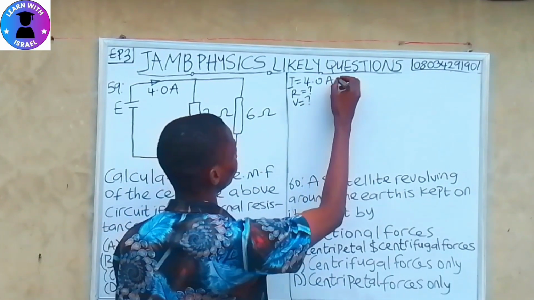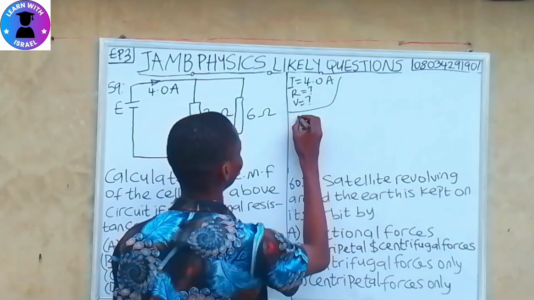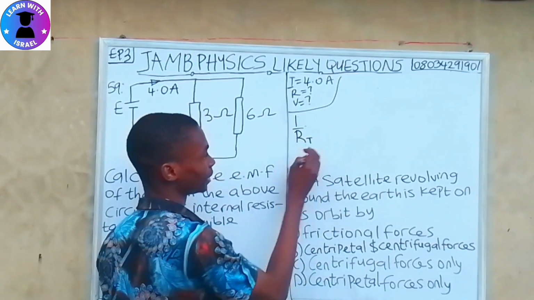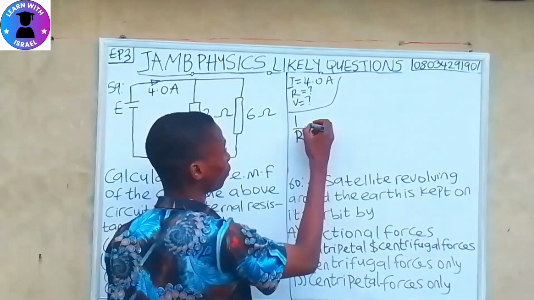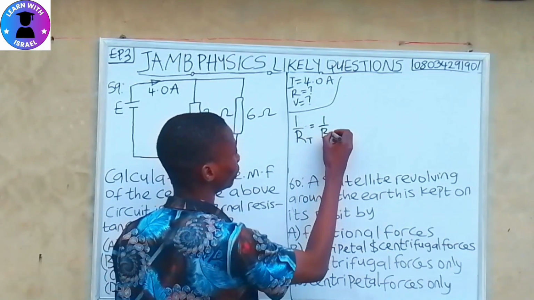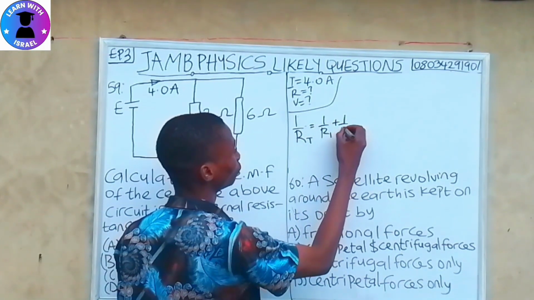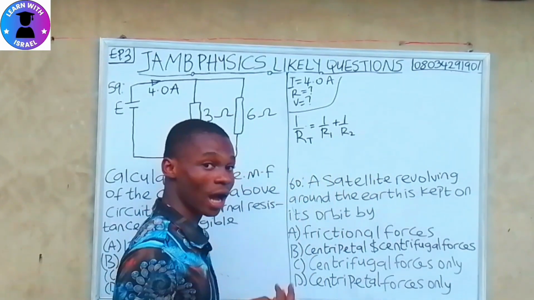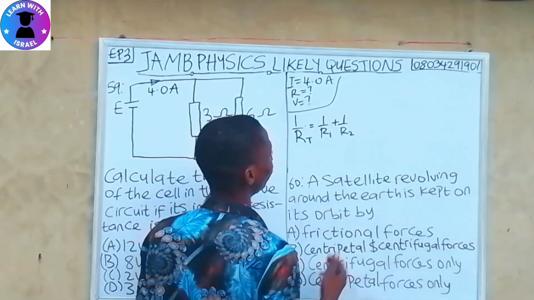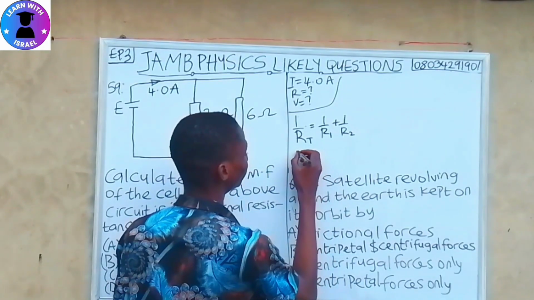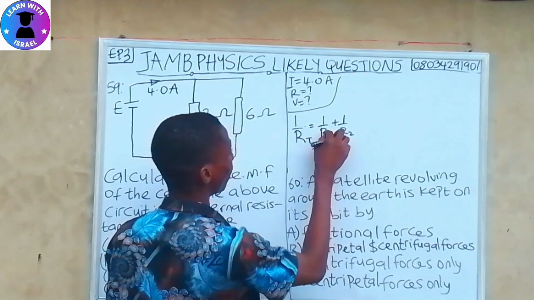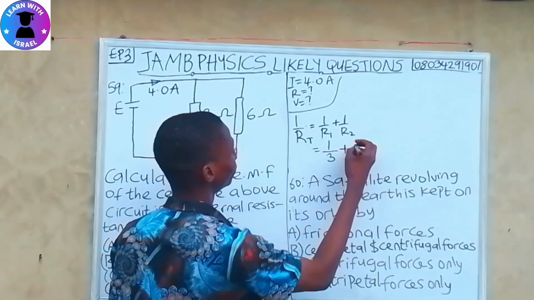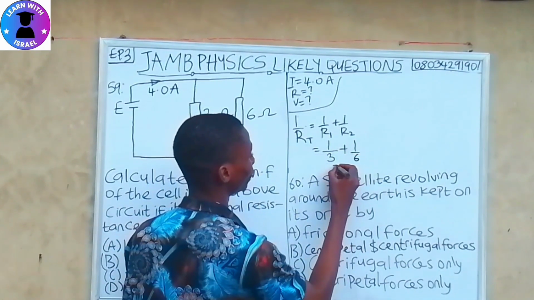So let's solve total resistance. This RT, meaning total resistance, equals 1 over R1 plus 1 over R2 because we have 2. Assuming we have 3, we add 1 over R3. Assuming we have 4, we add 1 over R4. So our RT equals 1 over our R1, which is 3, plus 1 over our R2, which is 6. So let's divide.